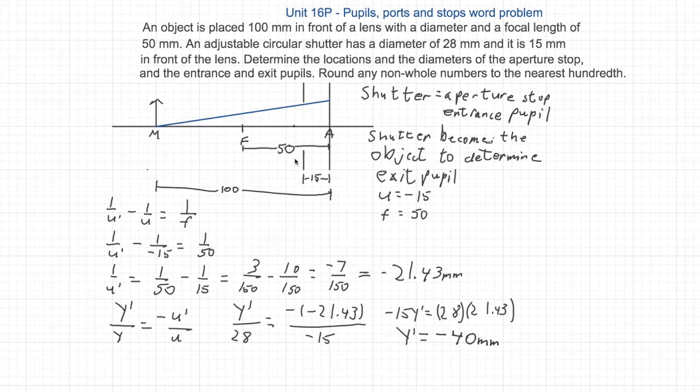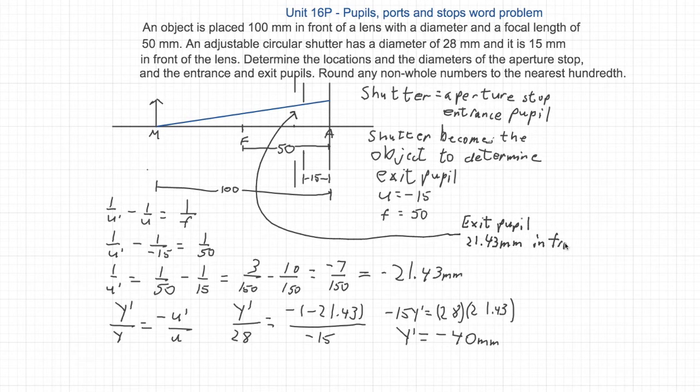Because it's a circle, you'll never know if it's upside down or not. We could just say that the image size is 40 millimeters, and it would be about that big. So that is our exit pupil. And again, it's located 21.43 millimeters in front of the lens, and it is 40 millimeters in diameter. And again, for the sake of completeness, the shutter is the aperture stop and the entrance pupil, which are located 15 millimeters in front of the lens and 28 millimeters in diameter.